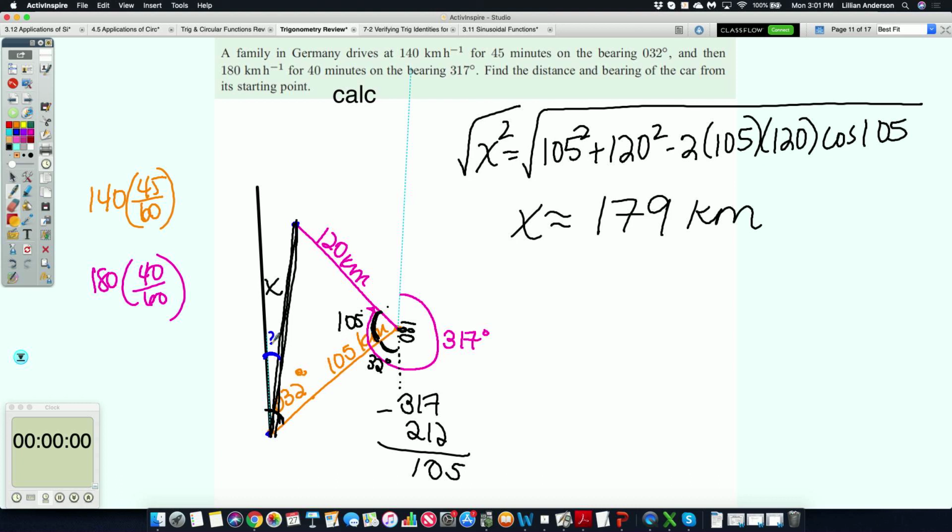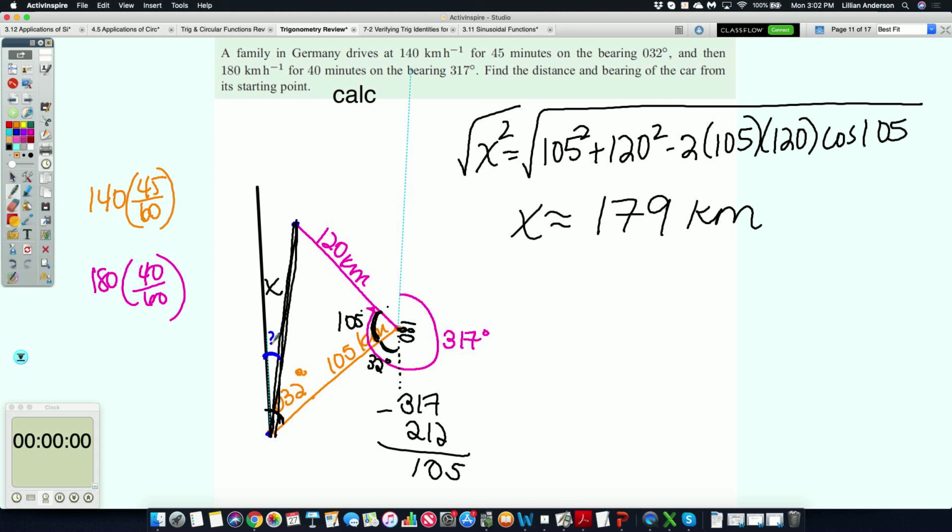How do I find that? What do I need to do? Good question. Let's just find that side of x first. We did. We found that to be 179.